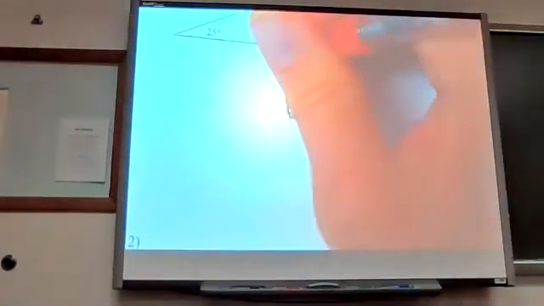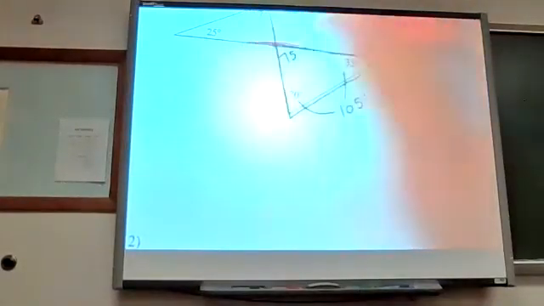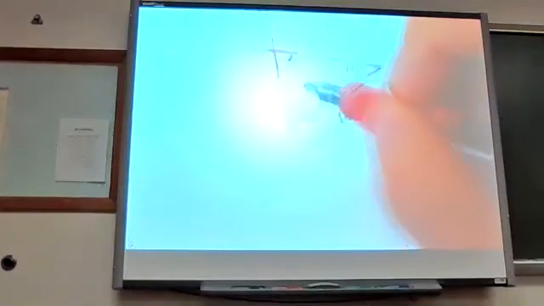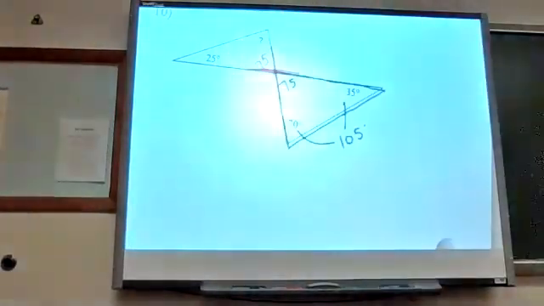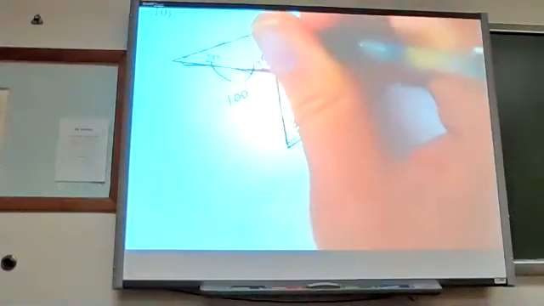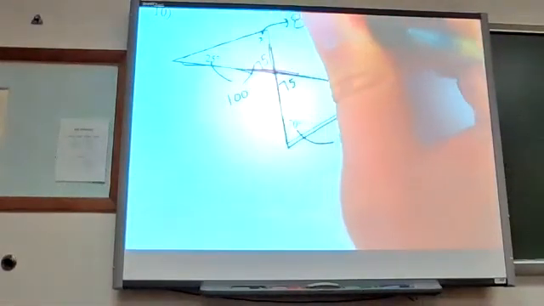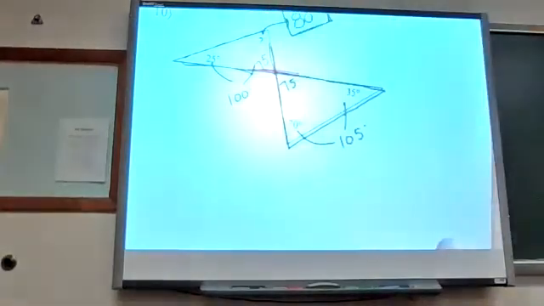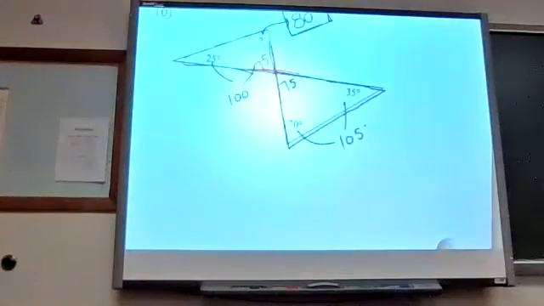75. And then just to move into my other triangle, what's this relationship here? Vertical angle. So if this is 75, then this is 75. Now I'm in the other triangle. So I go, well, 25 and 75 gives me 100, which means this missing angle must be 80 degrees. Okay, it's a little bit of a puzzle. You start with what you know and work your way over until you get to that missing piece.